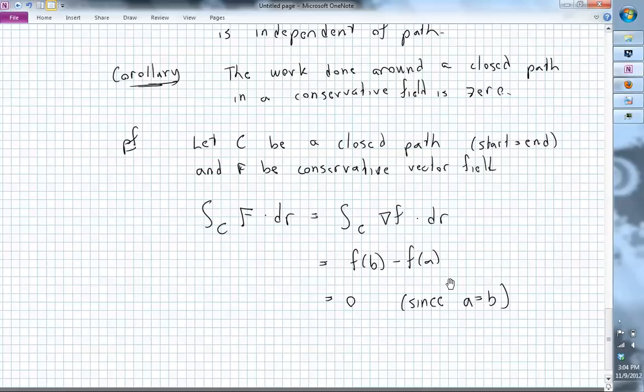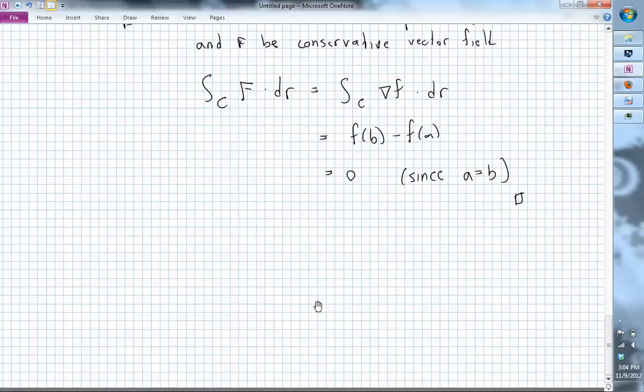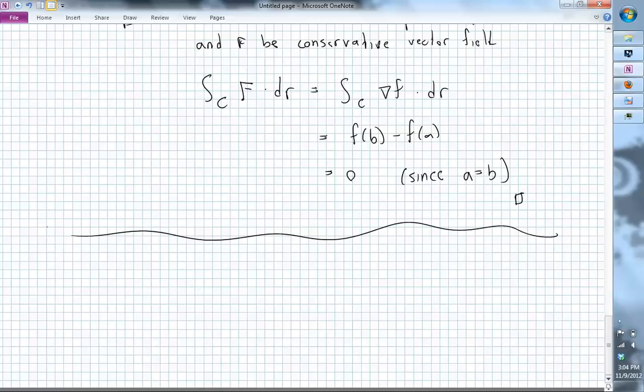Okay, so the work done around a closed path in a conservative vector field is 0. And that's a fairly standard kind of result in this area of mathematics. Let's see here. What I want to finish with, instead of a lot of theory, is to talk about the impact of this theorem on calculating line integrals.